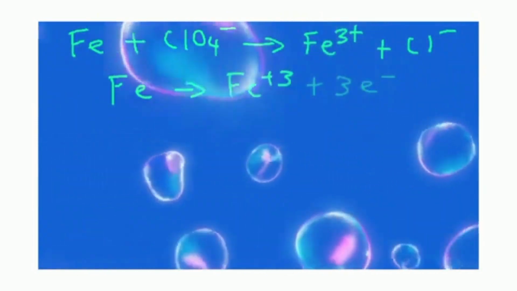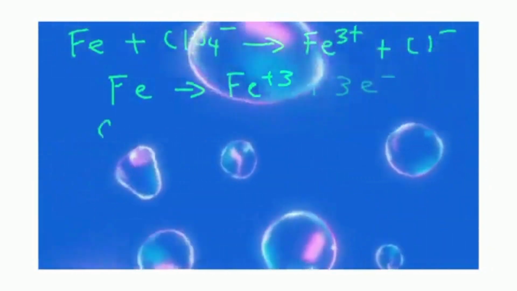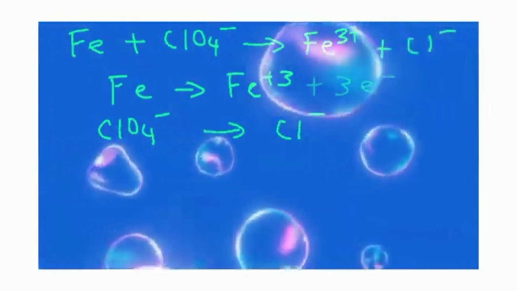So what we're going to do first is balance it under acidic conditions. So let's start with Fe. Fe turns into Fe3+, and we need to add 3 electrons to the right side to balance the charge. So we're done with that half reaction. Now let's start with the next half reaction. So perchlorate is going to turn into chloride.